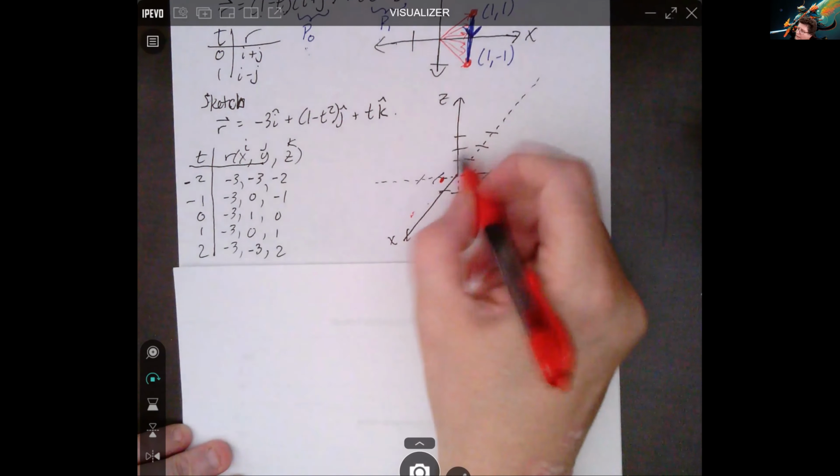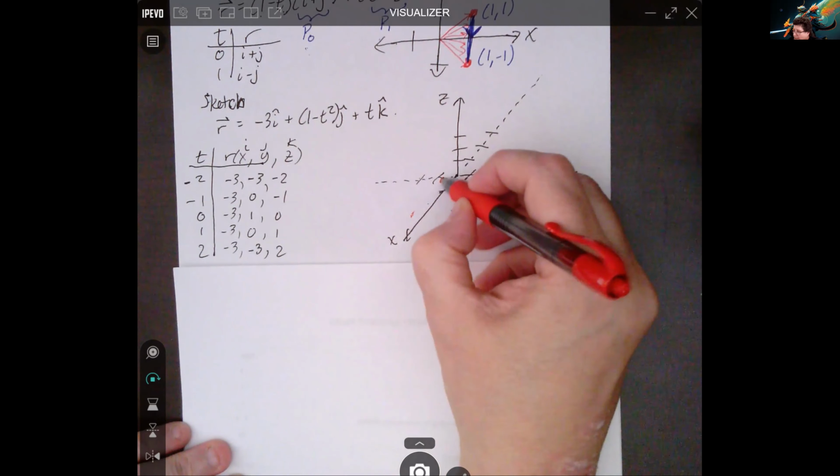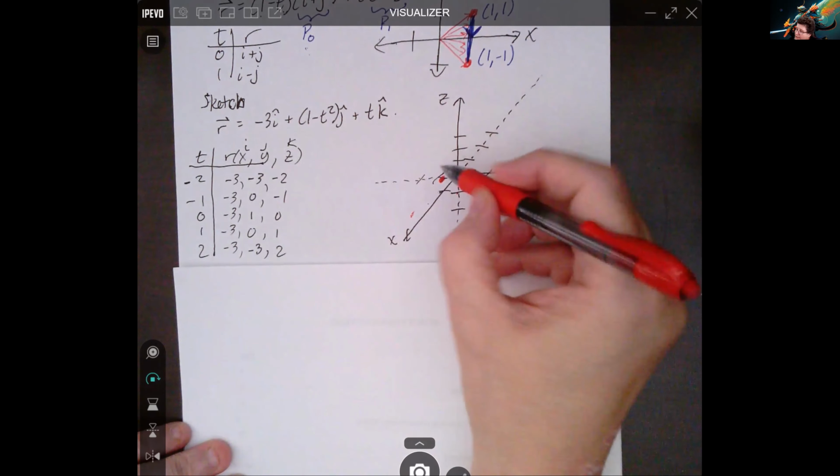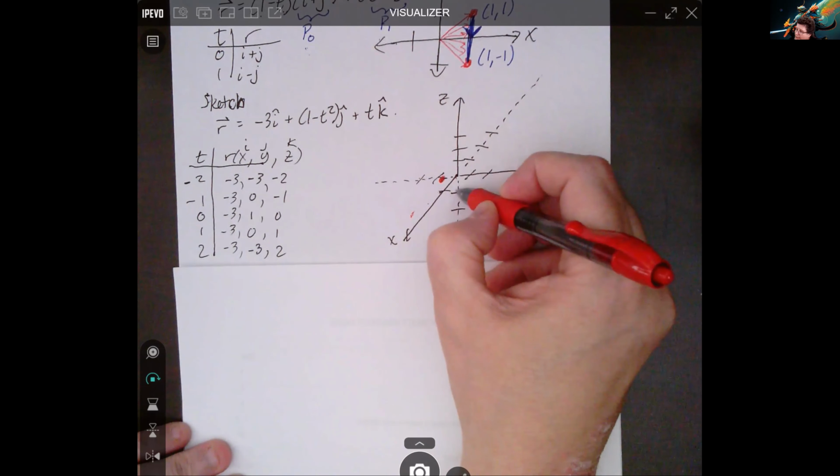Hold on. -3, what am I doing? -3, -2 is down. Yeah, scaled there. Okay, that's 1 point. And then 0, -1 is right here. And then we shift that back 3. This is looking funny. What am I doing wrong here?